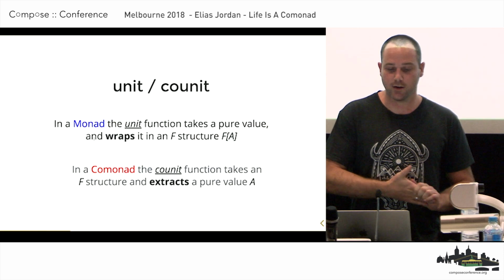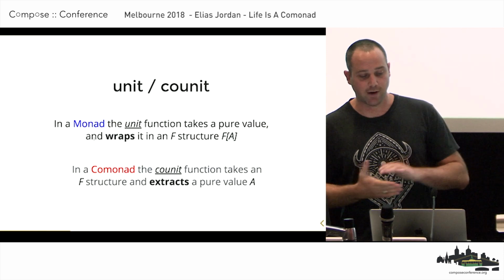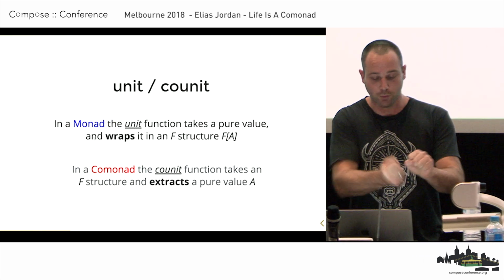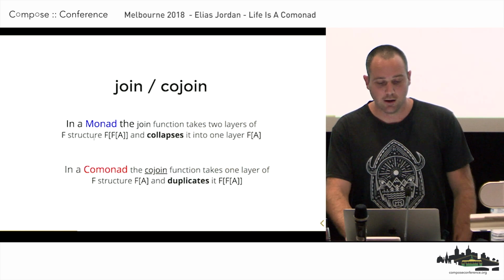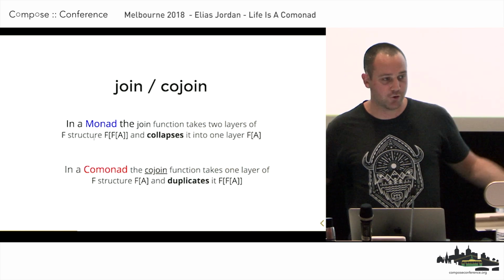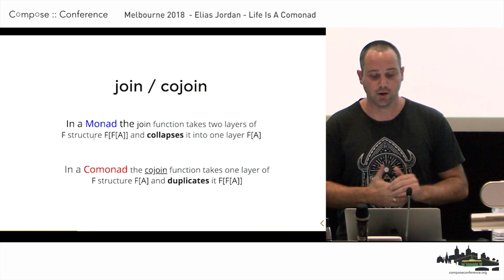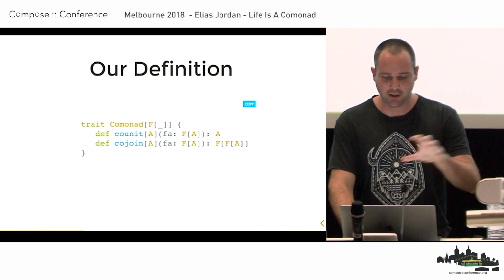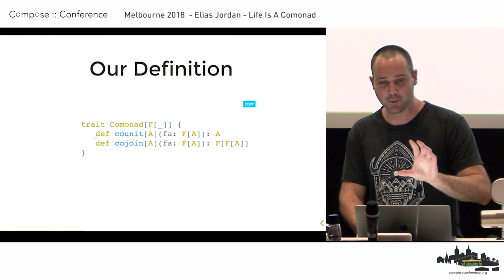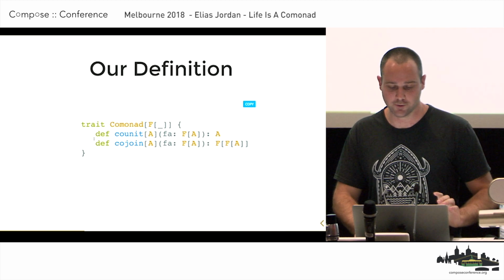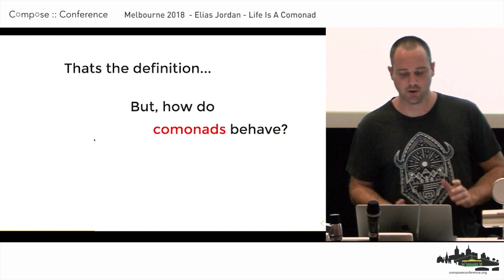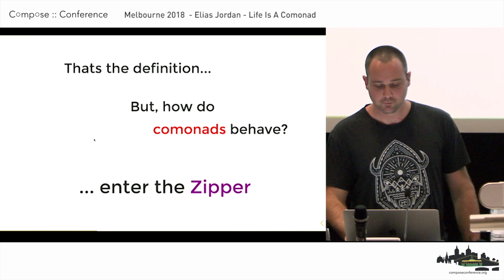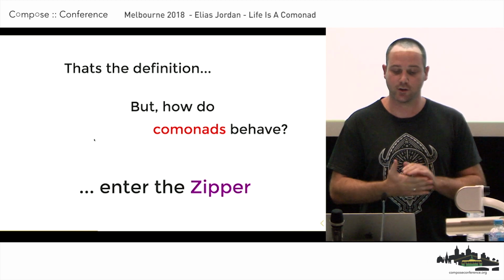So as I mentioned, in a monad unit takes a pure value and wraps it in some F structure, and in a comonad, the co-unit function pulls the value out. And join and co-join, so join merges your F structures together, and co-join duplicates your F structures. So just revisiting the definition, have a look at this, try and remember it, but we'll see some more as we go on. So that's the definition, but it doesn't really give you an intuitive idea of how comonads behave. So we're going to have a look at a data structure called a zipper.